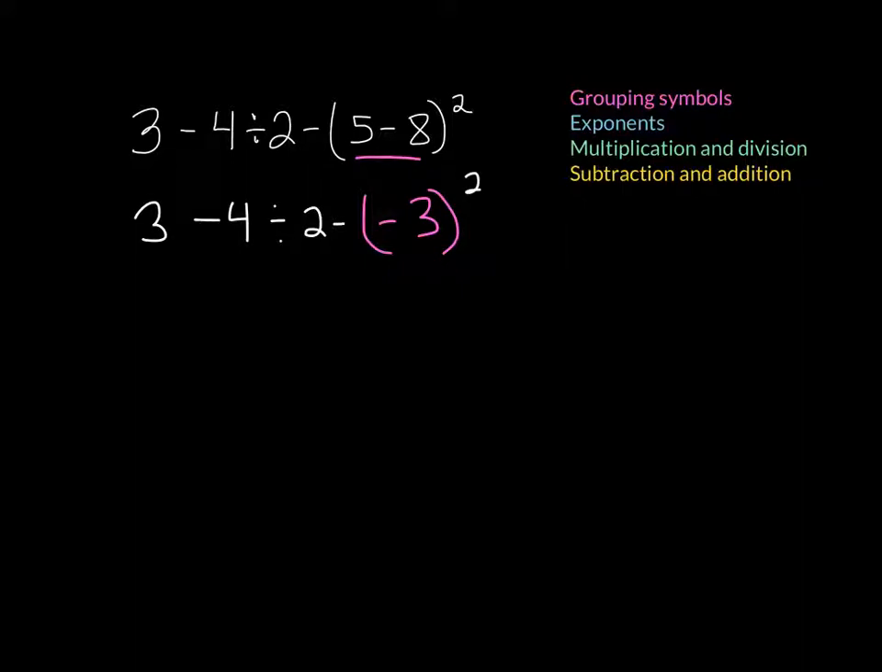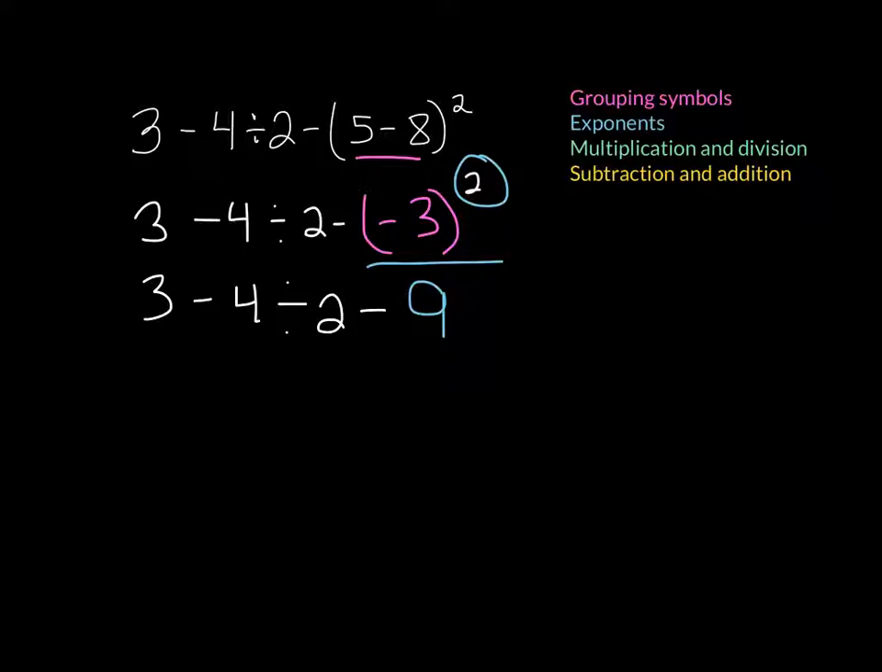Our next step is to do exponents. The 2 exponent means everything that is in the parentheses next to it is the base. That's what is multiplied by itself. So in this case, we have negative 3 squared. So negative 3 times negative 3 would be positive 9. Then we keep everything else as it is. Notice the minus that was in front of the parentheses is still there.